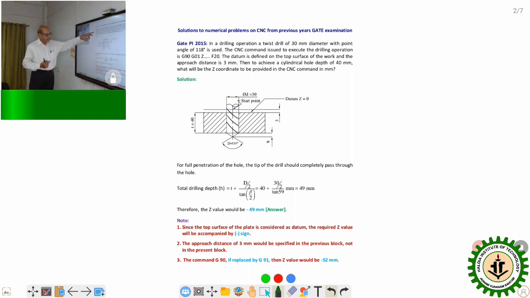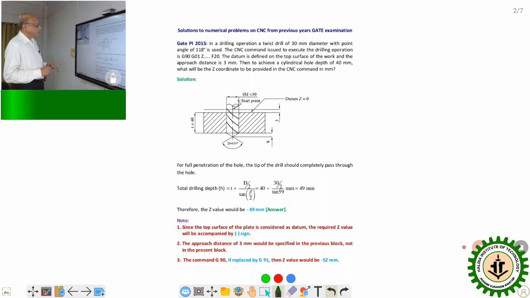So the first problem is a beautiful problem, which is a blending of your basic concept of metal cutting, more specifically the tool geometry, in this case a drill bit, and some basic CNC syntax. Both these aspects are combined in this particular problem. The problem statement is like this: in a drilling operation, a twist drill of 30 mm diameter with a point angle of 180 degree is used.